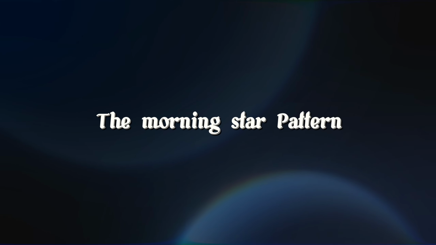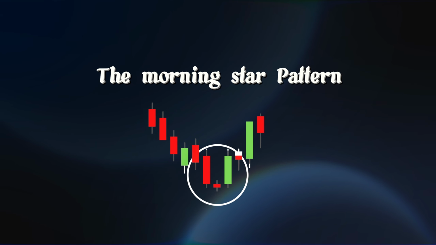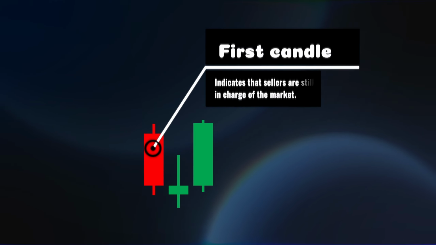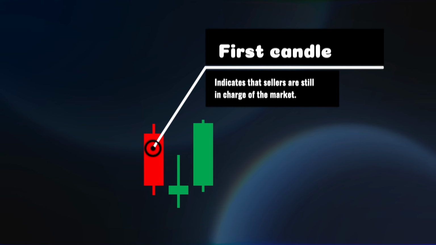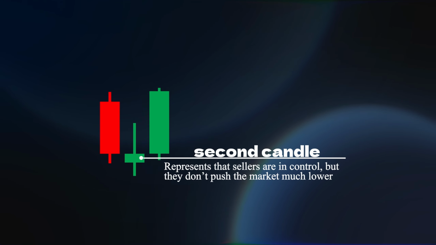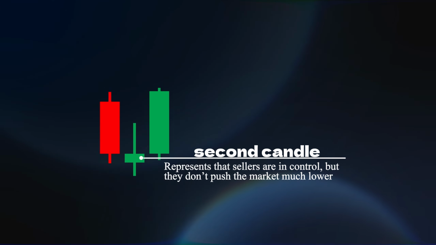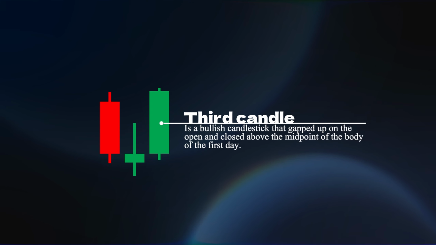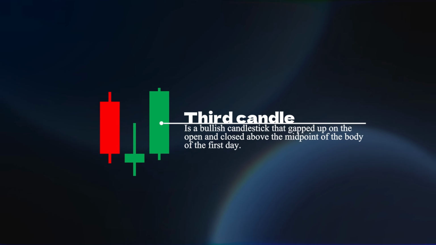The morning star pattern. The morning star pattern is considered a bullish reversal pattern. It often occurs at the bottom of a downtrend and it consists of 3 candlesticks. The first candlestick is bearish, which indicates that sellers are still in charge of the market. The second candle is a small one, which represents that sellers are in control, but they don't push the market much lower, and this candle can be bullish or bearish. The third candle is a bullish candlestick that gapped up on the open and closed above the midpoint of the body of the first day. This candlestick holds a significant trend reversal signal.